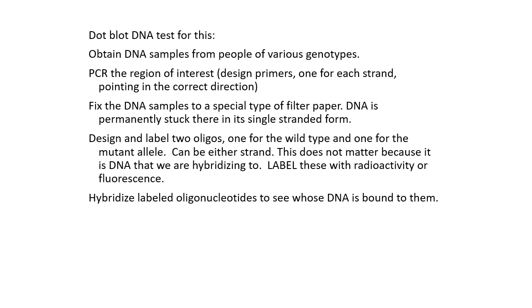So then we're going to design and label two oligos, one that exactly matches the wild-type sequence, and one that exactly matches the mutant sequence. And it can be either strand, as we'll get to next time. Okay, then we're going to hybridize them under conditions where only perfect hybrids will be stable, and then we can see which DNAs bond to which oligos, and therefore get the genotype of the people.